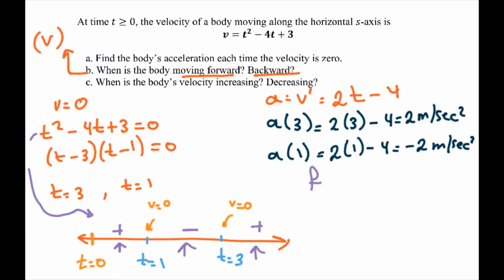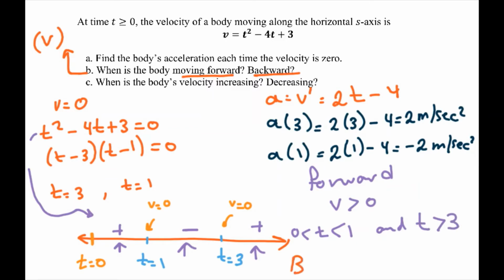So moving forward is basically when the velocity is greater than 0, and that's basically when the time was between 0 and 1, and when t is greater than 3. Now moving backward, that's when the time was between 1 and 3. That was when the function was moving backward, or the object was moving backward.